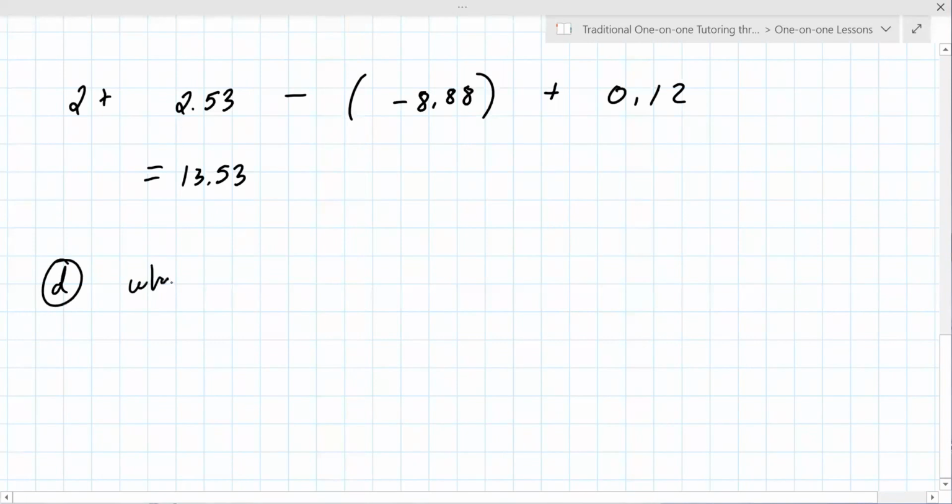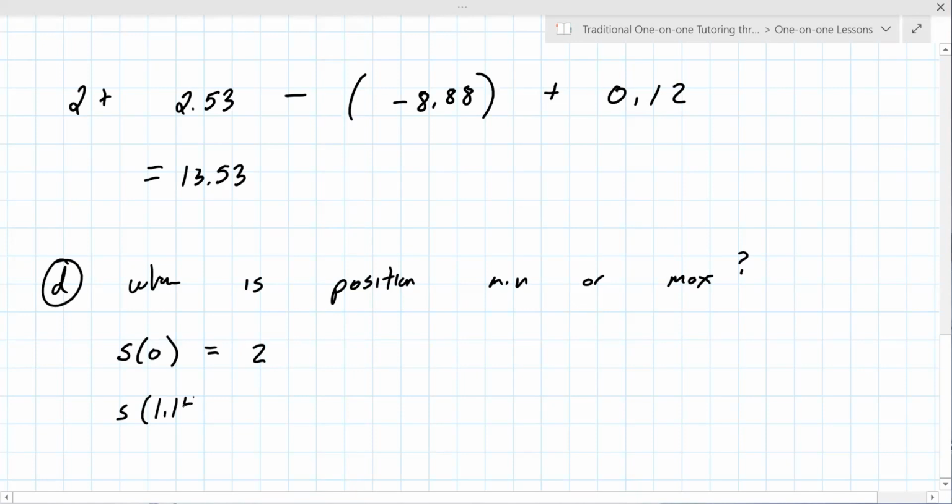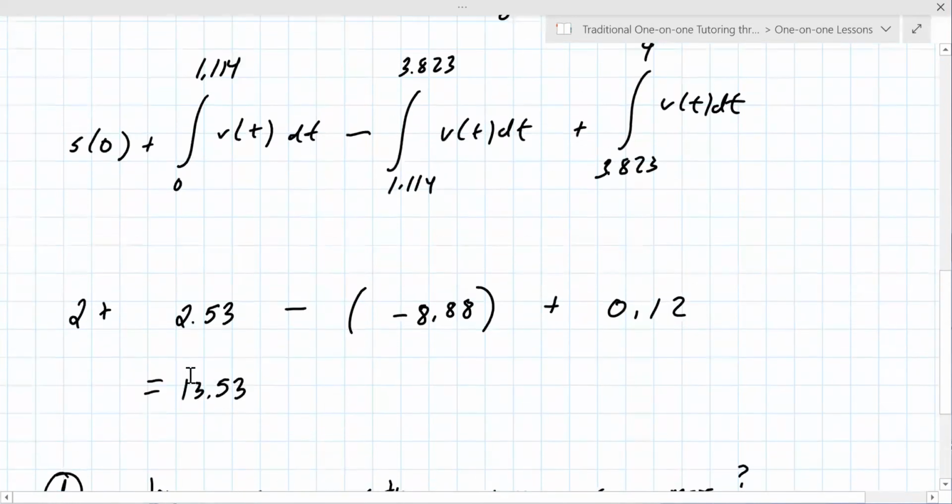where is position a min or a max? Okay, so there, to answer this, there is a kind of a recipe here. You want to start by figuring out what happens at 0, and we know that one, that's 2, and then the next point that you care about is where it crosses. So it's at that 1.14, something like that, and that is 2 plus 2.53. So 4.53. Then you care about, well, what happens at the next one, which I guess, what was it, 3.823?